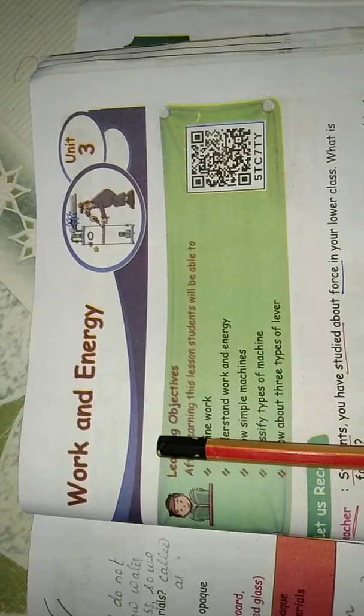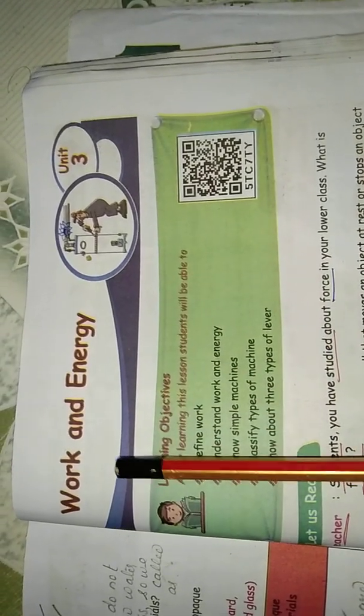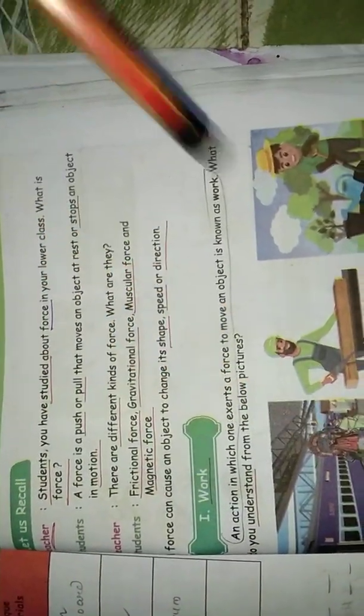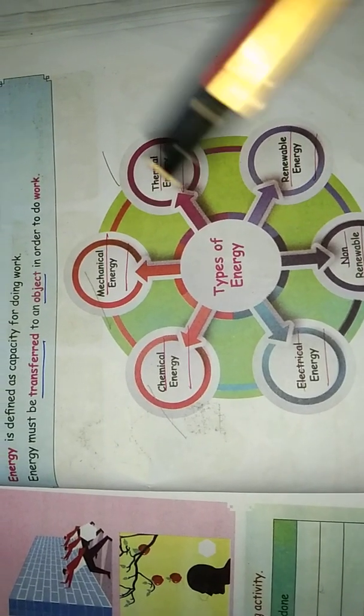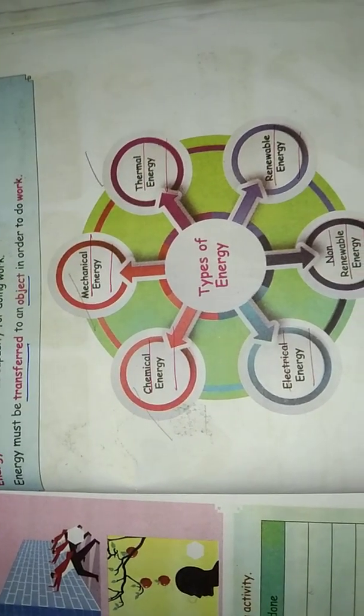Children, we are seeing the third lesson, work and energy. In the last class I explained to you about work. Work is nothing but moving some object from one place to another place, so the work is done. So what are the conditions of work done and work not done? And we saw the 5 types of energies, and in detail we are seeing the energies one by one.